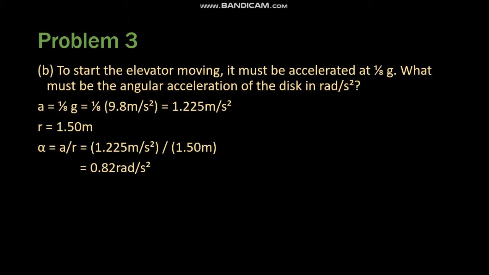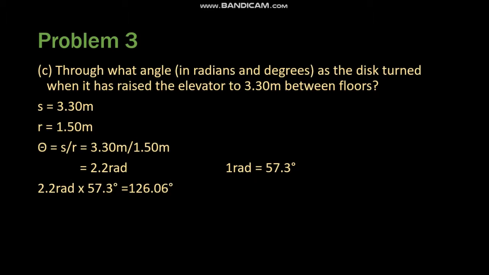Okay, so for the last problem, problem 3C, still with the same 19th century mechanical elevator. Through what angle in radians and degrees has the disk turned when it has raised the elevator 3.30 meters between floors? So it's asking for the angle in radians and degrees that the disk has turned, so that the elevator can rise 3.30 meters between floors.